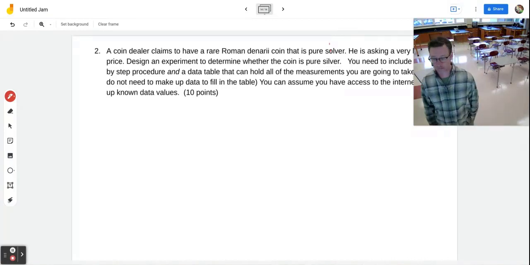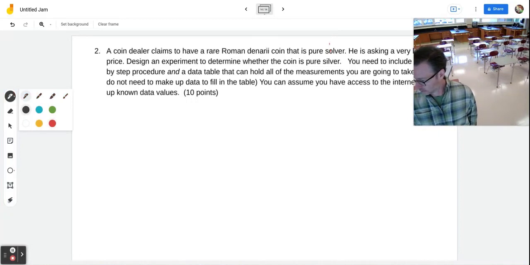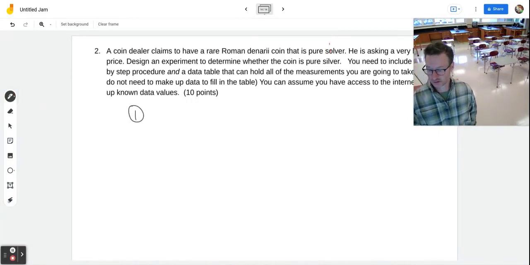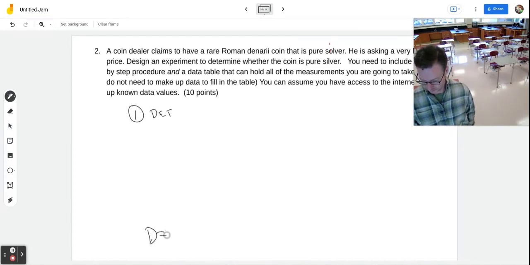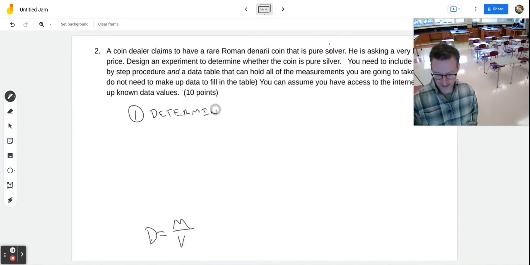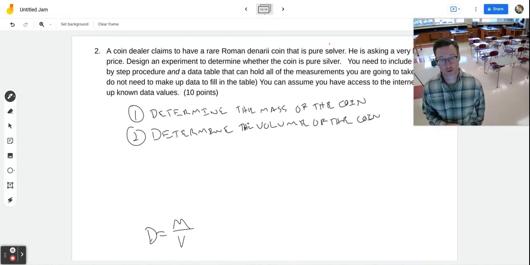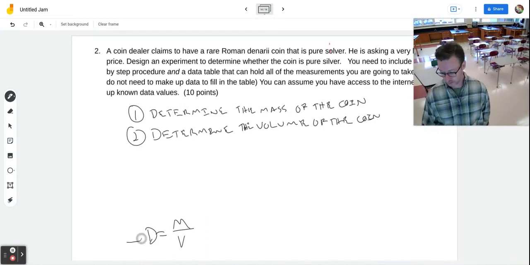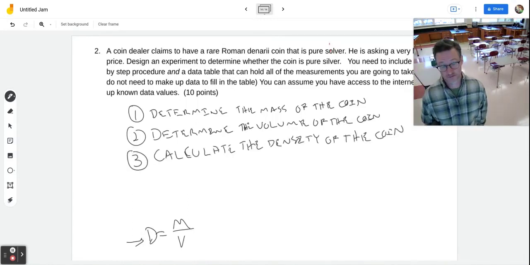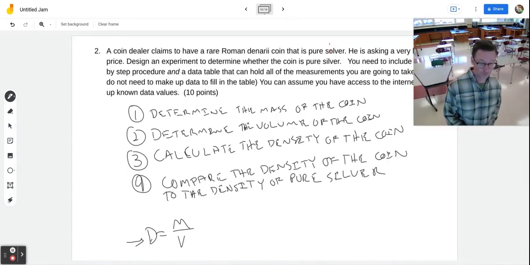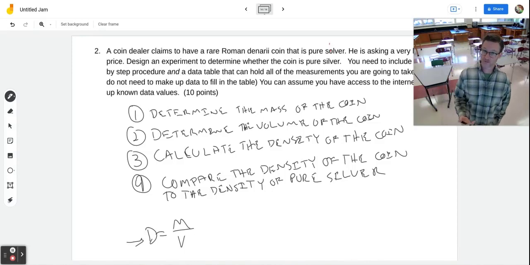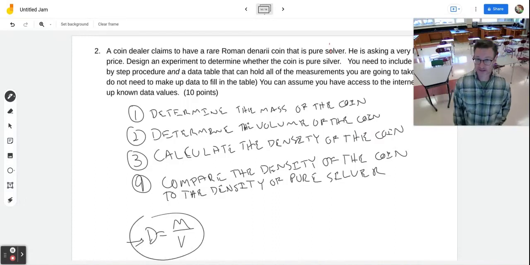We did this in the lab, but roughly, you need to collect some data. Density equals mass divided by volume. So why don't we start with the first step: determine the mass of the coin. Then determine the volume of the coin. Once you have the mass and the volume, you can calculate the density. Once you've calculated the density of the coin, you can look up the density of pure silver. That's a known value. And then you compare the density of the coin, which you've calculated, to the density of pure silver.